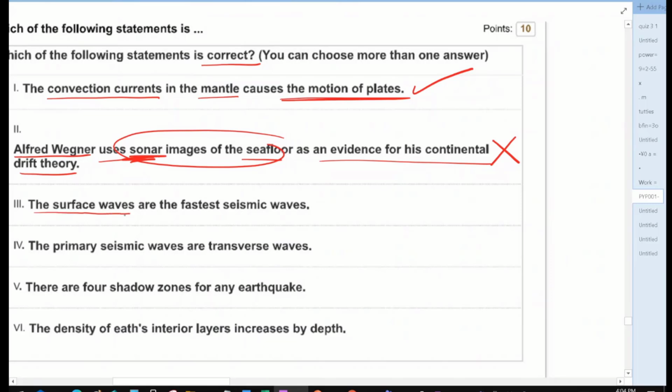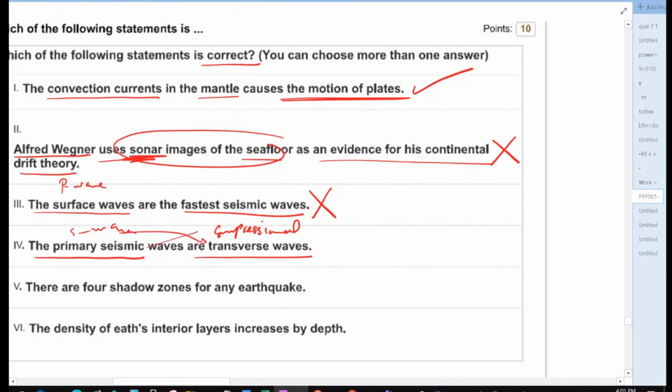The surface waves are the fastest seismic waves? No. Of course not. P wave is the fastest. The primary seismic wave. Yes, surface waves are the slowest, right? Yes. Okay. The primary seismic waves are transverse waves. The primary are transverse? No, S waves are transverse. The primary is compressional. Or you can say the S wave is transverse. So you either say the primary is compressional or the S wave is transverse.